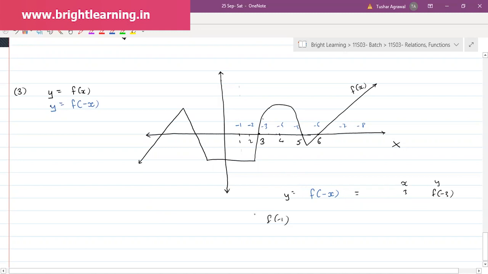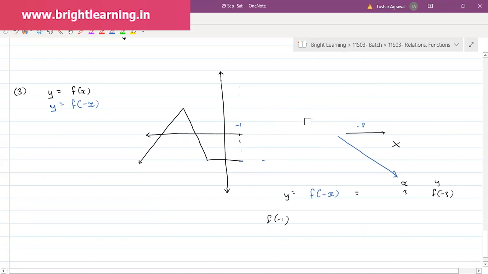So what is f of -1? Sir, f of -1 is this point. Now I have to go on seeing this graph. So it will be something like this. It will be a mirror image. Or let me make the graph a little simpler. One minute, I will make a simple graph that way. Understandable.